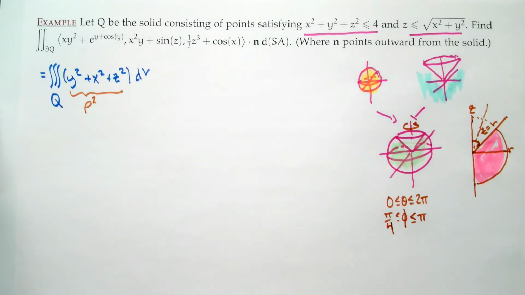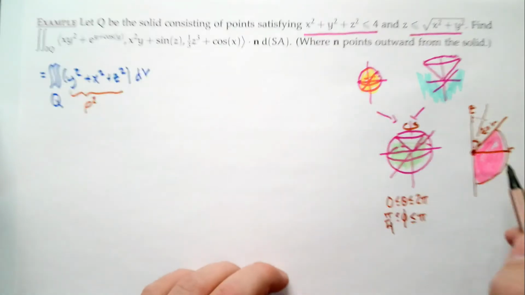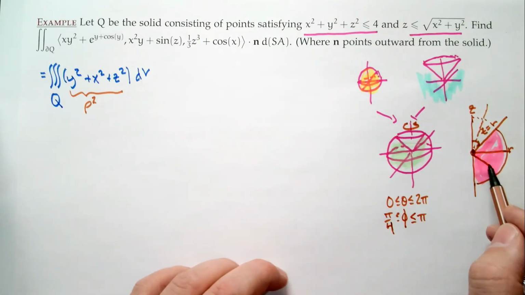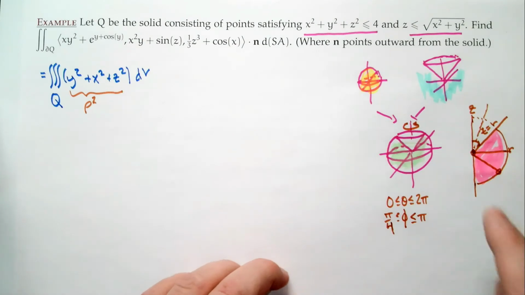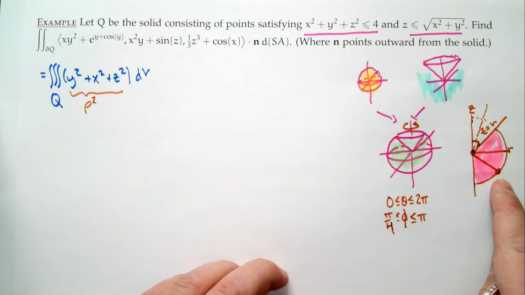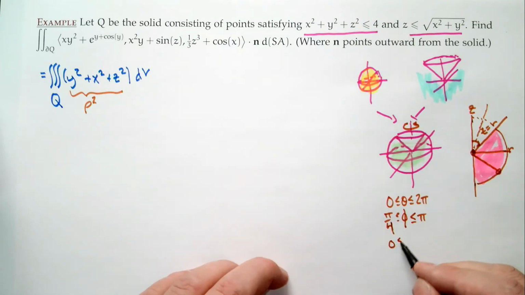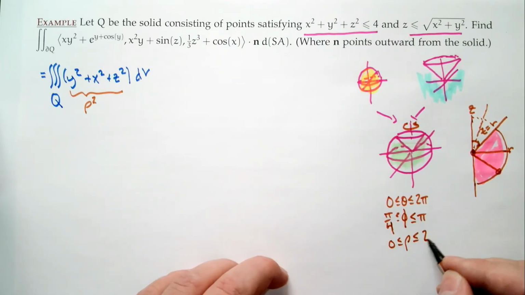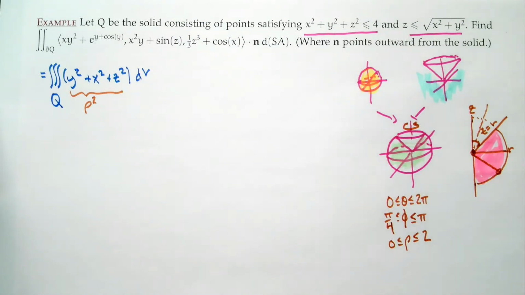Now the last thing, rho. So for rho, we always like to think about it as how do you come out from the center, the origin. You always come out from the center in a straight line until you hit your bounding surface. Well, so we come out, start at 0, and we go until we hit what? We go until we hit the sphere, which is at 2. So 0 is less than or equal to rho is less than or equal to 2. Okay, so there's our setup.